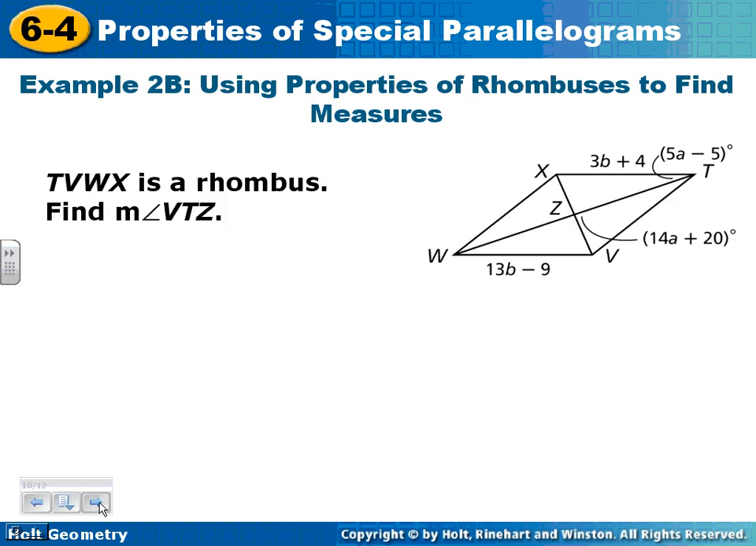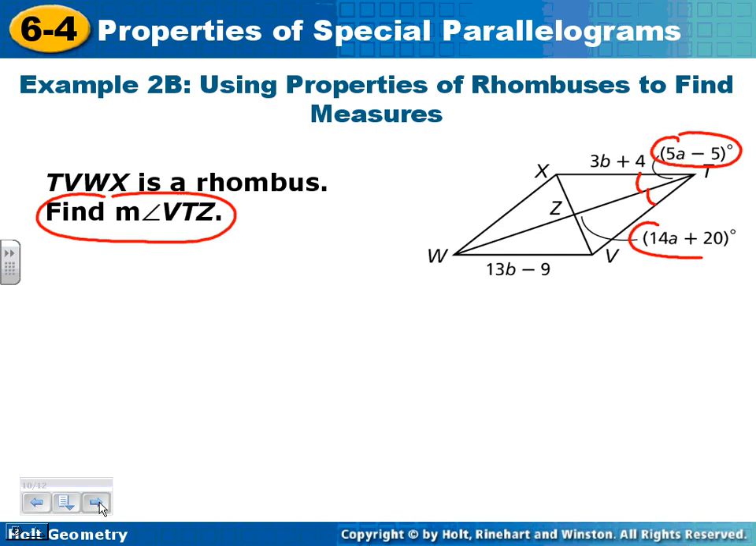Let's look at another example. TVWX is a rhombus. Find the measure of angle VTZ. Let's go find that angle. V to T to Z. It's this part right there. Well, how could I find that angle? I know it's going to equal 5A minus 5, because remember these angles bisect each other, so those two angles are the same. Well, I need to solve for A.